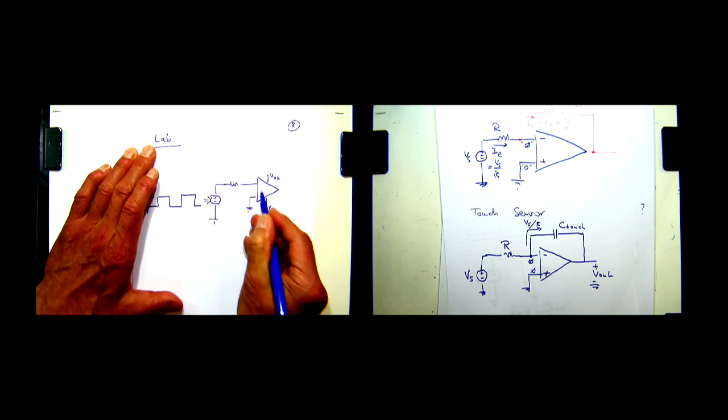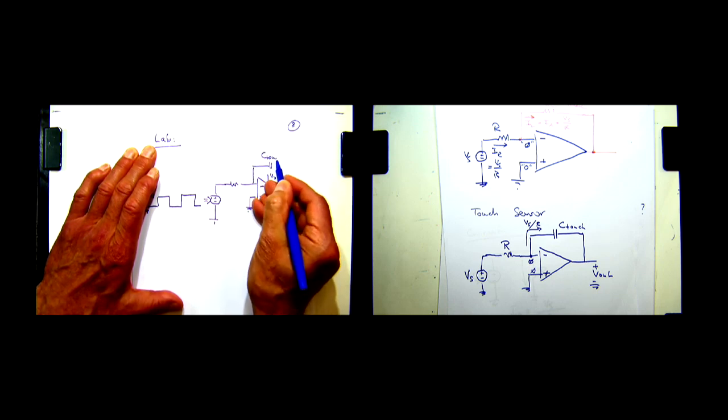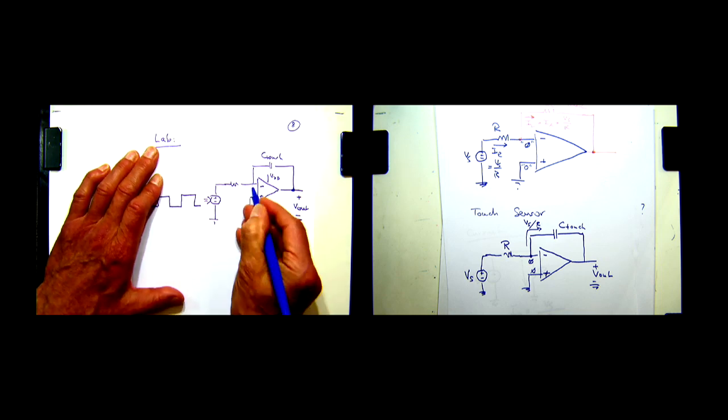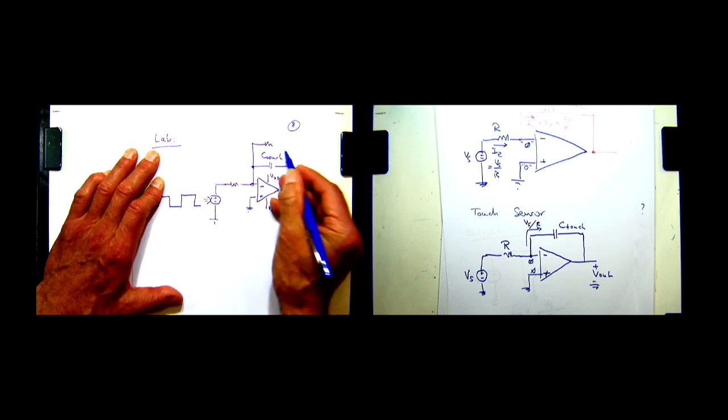So you put the capacitor, C-touch, here, just to the output. And you also will need to put the second resistor there, and we talked about last lecture. We talked about why we need that resistor and so on. You just put it there, and they tell you what value needs to be. It's in the lab instructions. Okay, and so that's your circuit.